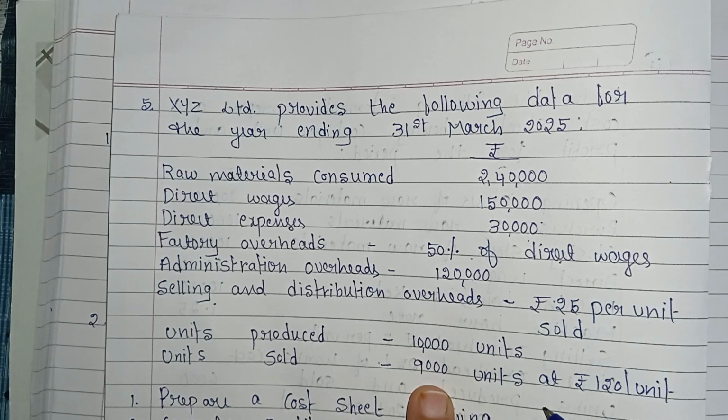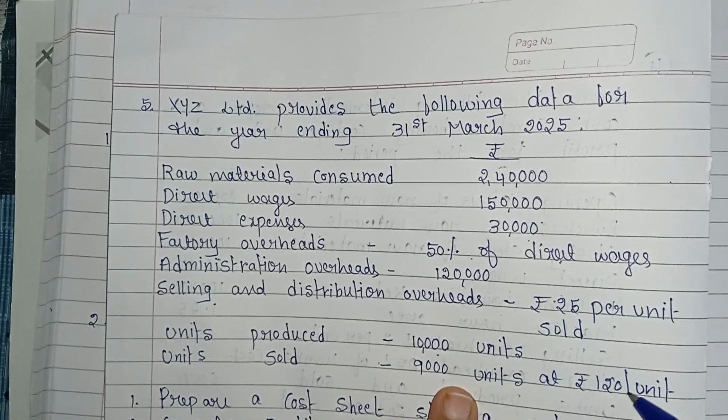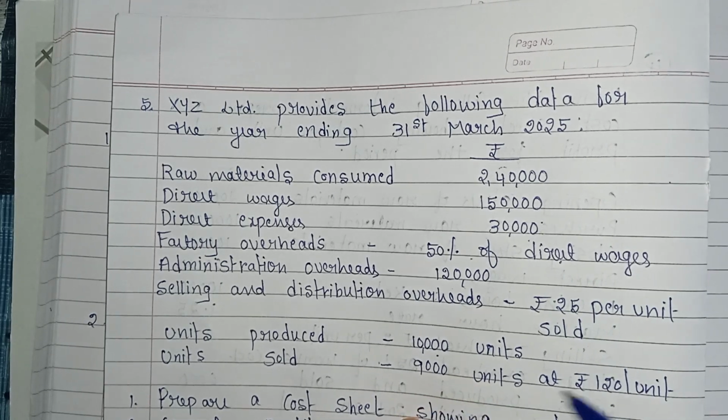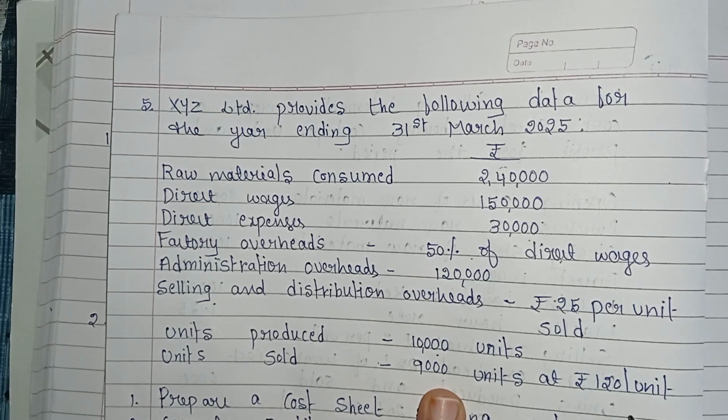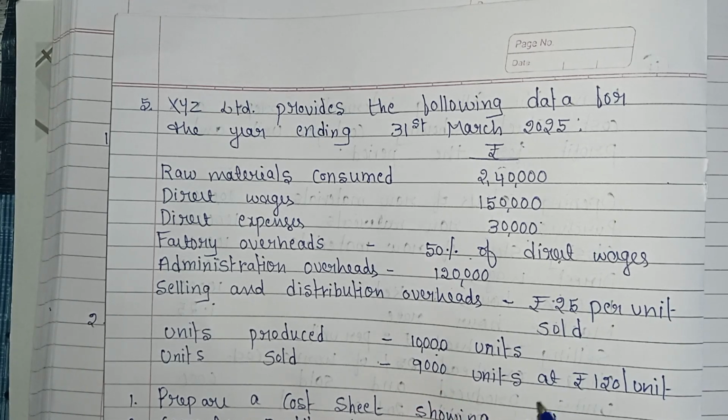Means the stock with us, that is 1,000 units stock with us, means 10,000 minus 9,000. We produced 10,000 units but we sold only 9,000 units at rupees 120 per unit, means it results in 1,000 units with us, right? So here what we have to do, 1,000 units we have to deduct, this closing stock of finished goods, from cost of production, then we will get cost of goods sold. Clear?